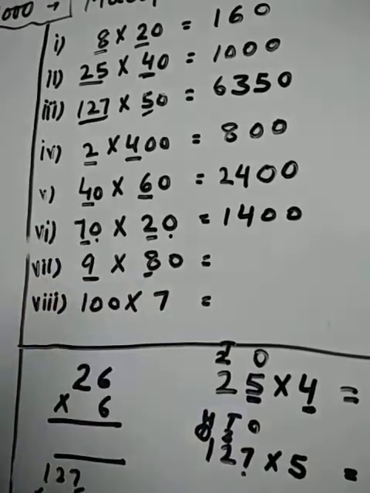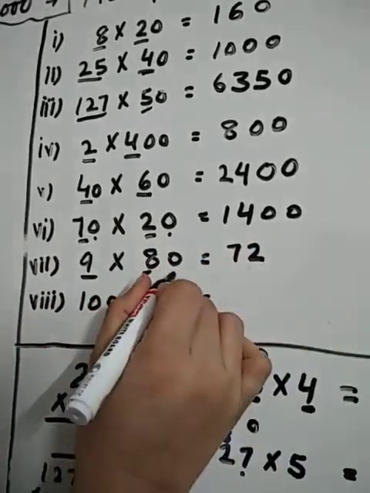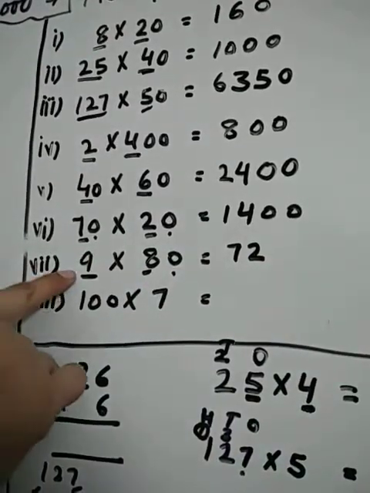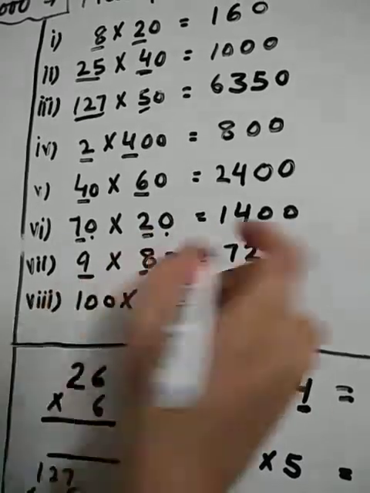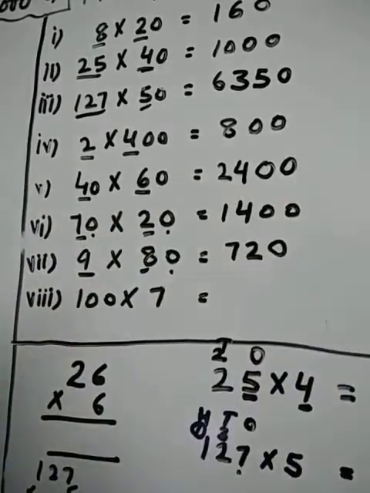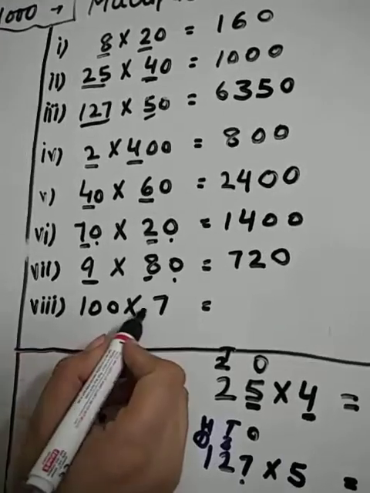Now the next sum is 9 multiplied by 80. 9 8s are 72. And how many zeros are there? One only. Because here with 9 no zero is there. So I will count this zero only. 720.